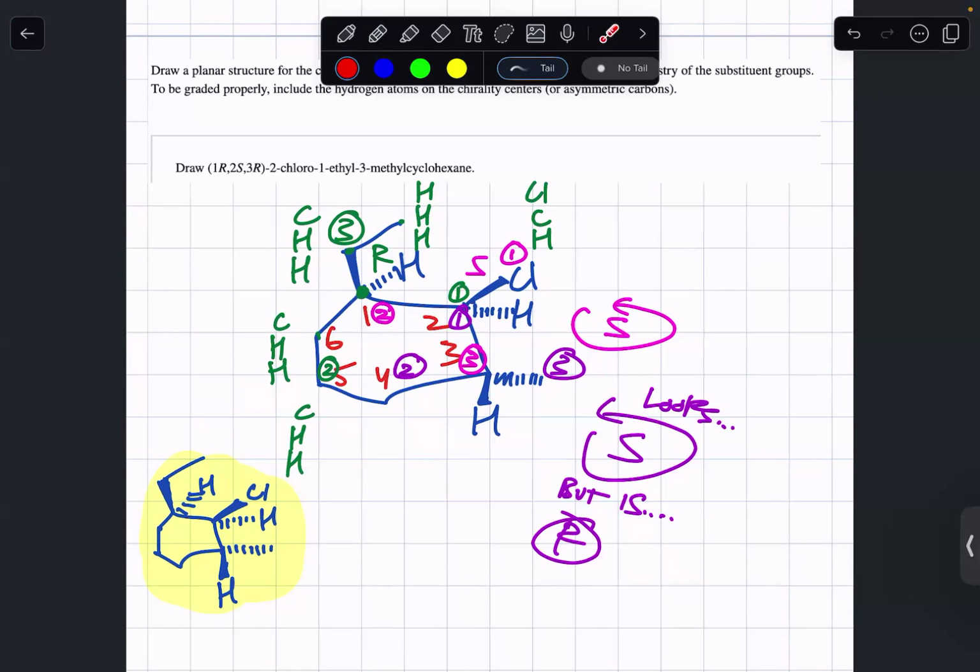I hope that helped, Alicia, when I was going over how to assign R and S, and if there's a tie, and they take you to your other structure based on the nomenclature, what the procedure for that is as well. Yeah, that helped a lot. Thank you. Yeah, no problem.